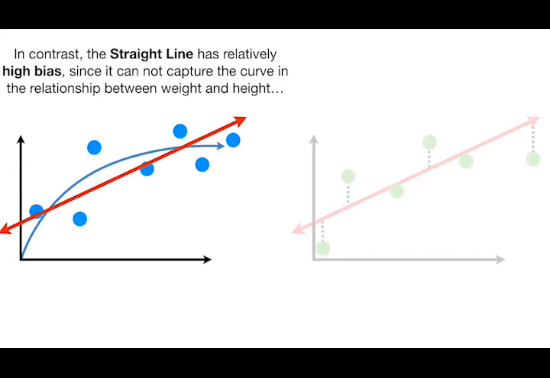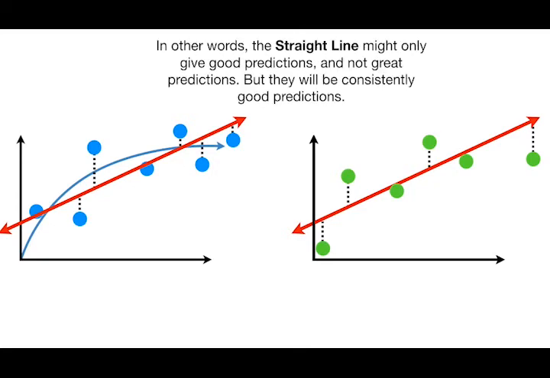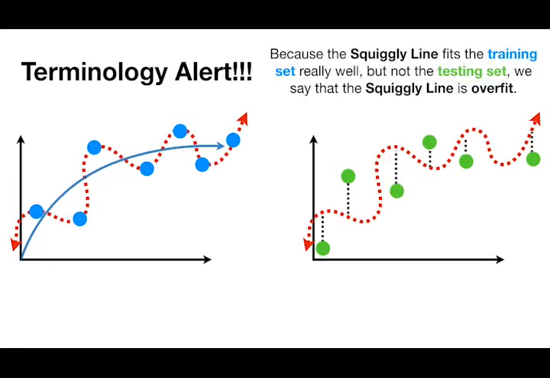In contrast, the straight line has relatively high bias, since it cannot capture the curve in the relationship between weight and height. But the straight line has relatively low variance, because the sums of squares are very similar for different datasets. In other words, the straight line might only give good predictions and not great predictions, but they will be consistently good predictions. Bam! Oh no! Terminology alert! Because the squiggly line fits the training set really well, but not the testing set, we say that the squiggly line is overfit.